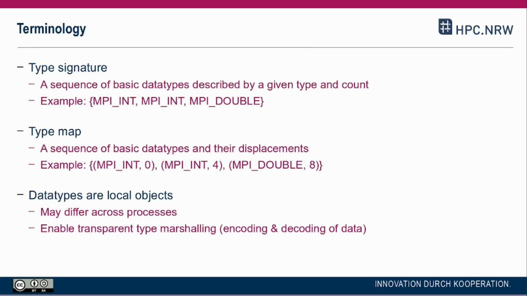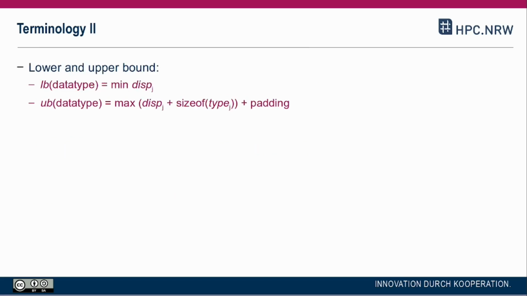Okay, again, data types are local objects. They just describe the local memory layout of your data structures. And we'll see how we can use that to our advantage, even though it's more or less a toy example. Because in the exercises later on, we'll transpose a matrix in flight. So we'll read a column of a matrix and receive it as a row, or we send a row and receive it as a column. Both work.